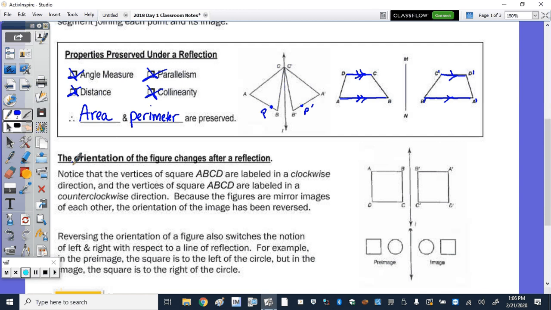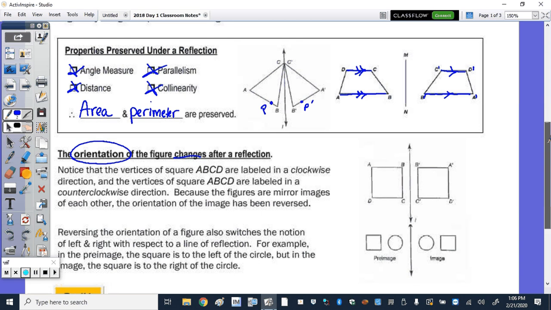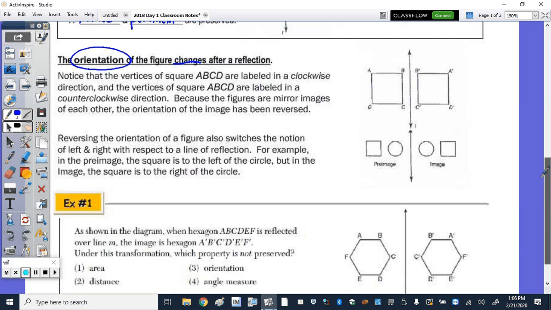And then below we're going to talk about orientation. It says that changes after reflection. So it says notice that the vertices of square ABCD are labeled in a clockwise direction. So let's take a look. A, B, C, D, yep, clockwise. And the vertices of square, now this should be A prime, B prime, C prime, D prime, are labeled in a counterclockwise direction. So let's take a look.